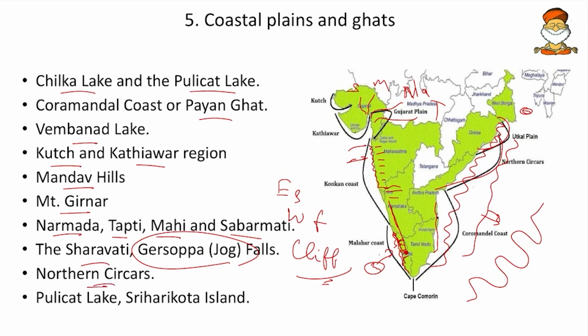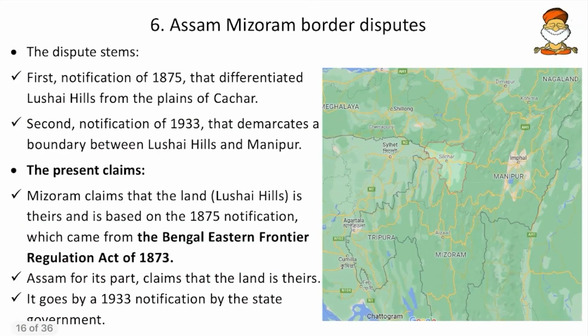And then the northern Sarkars. Northern Sarkars is nothing but the Odisha coastal plains. So, northern Sarkars are rich in aluminium and they are also rich in various other minerals. So, northern Sarkars are rich for mineral exploration. And then we have the Pulicat Lake and the Sriharikota Island. So, somewhere on the coast of Andhra Pradesh, Sriharikota is present, and here we take up various satellite launches. So, all these are some of the information. So, we will revise likewise. And then we have the Assam Mizoram border disputes.